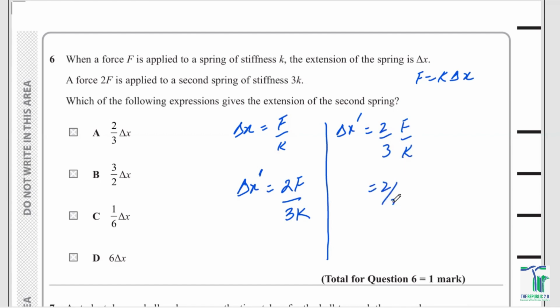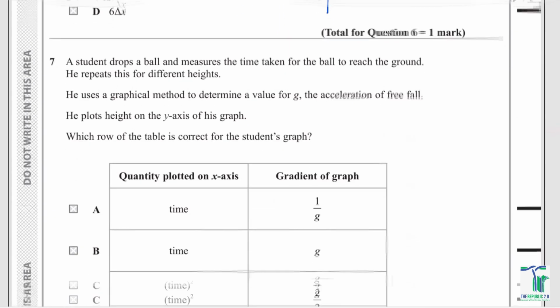So 2 by 3 times delta X. So delta X hash would eventually be 2 by 3 times delta X. So that is why after these transformations, the extension becomes 2 by 3 times of delta X.